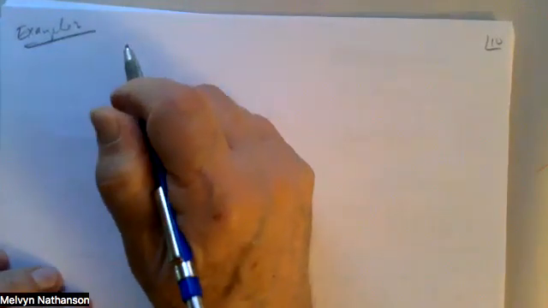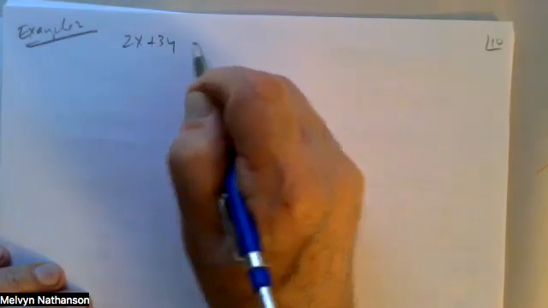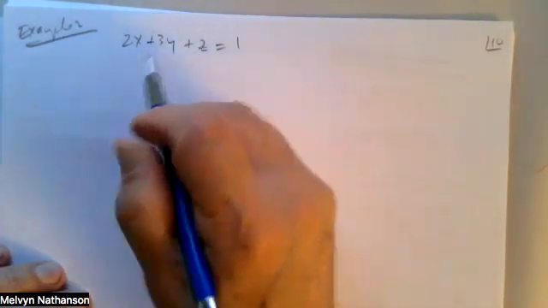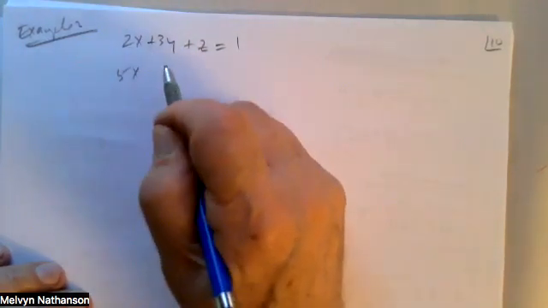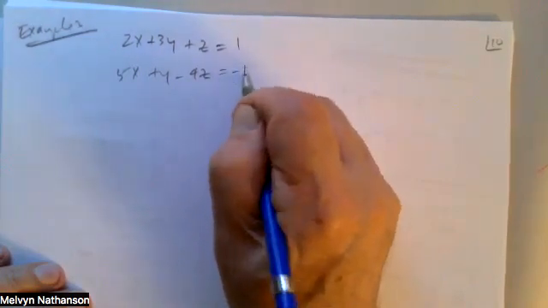Let me do another example. Here we have two equations. So this is example 2. We have two equations and 3 variables. 2x plus 3y plus z equals 1. 5x plus y minus 4z equals minus 1.